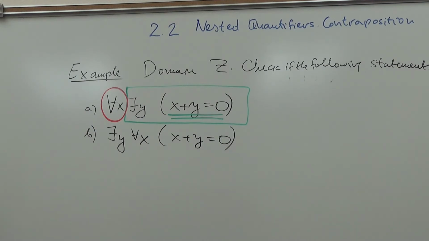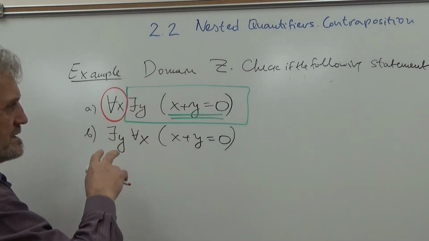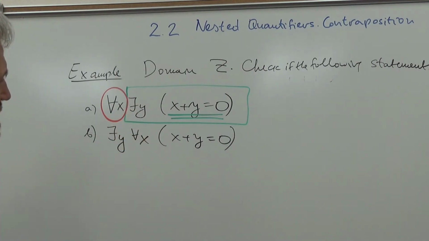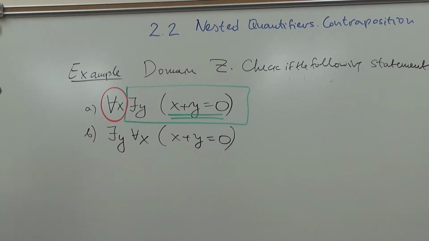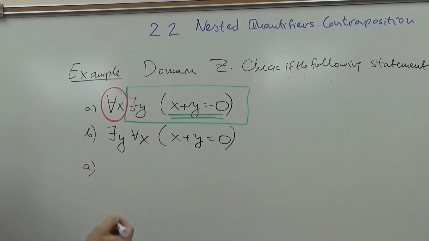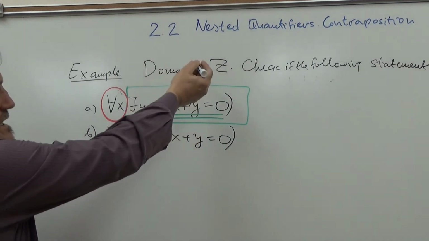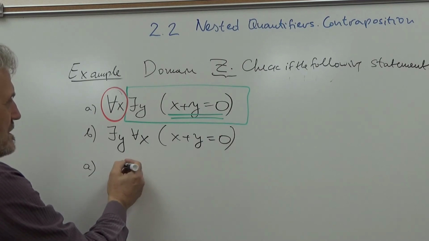So the main thing here is to see how the interaction between these quantifiers happens, particularly how important the order of quantifiers is. That's very important, and it actually influences the truth value of these statements. In A, since the outside quantifier is for every x, in order to show that the formula is true, we need to test it for each single x from the domain Z.